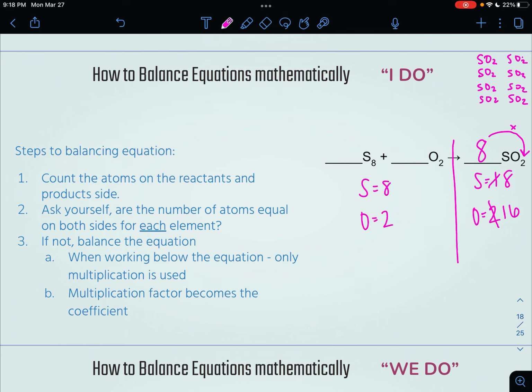So now my sulfurs are equal on both sides, but my oxygens are not. If I look at my reactant side, I only have 2 oxygens. I need 16. So if I put an 8 there, remember, we can say 8 times 2 is equal to 16. So now everything is balanced on both sides. And again, if you want to put a 1 there, that is fine. Typically, we just leave it blank.